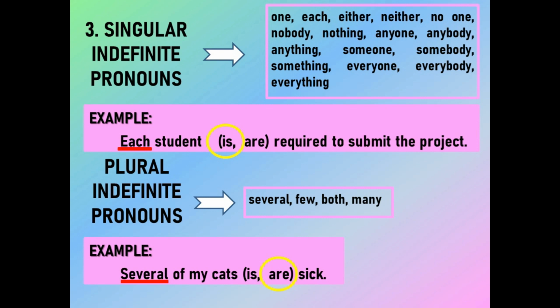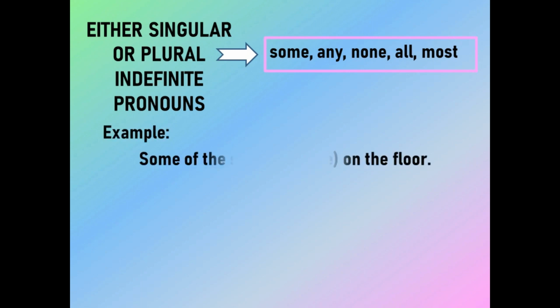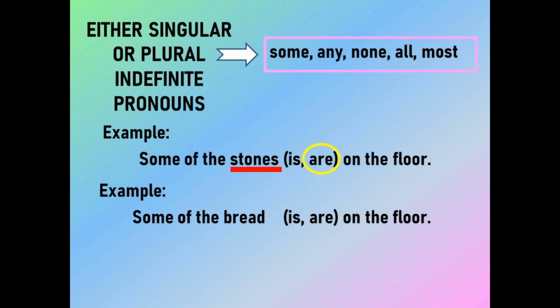Now there are also indefinite pronouns that can either be singular or plural depending on the meaning: some, any, none, all, most. Example: some of the stones are on the floor. In the first example, we use are because of the word stones, which is nearer to the verb. Another one: some of the bread is on the floor. So we use is here because the nearer subject to the verb is bread, which is singular.